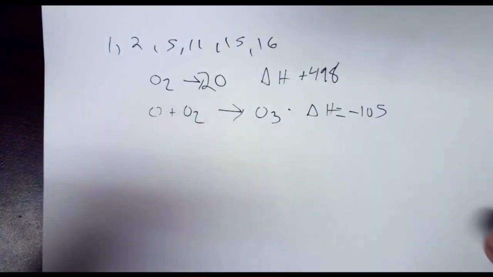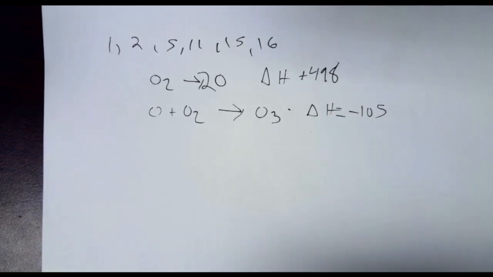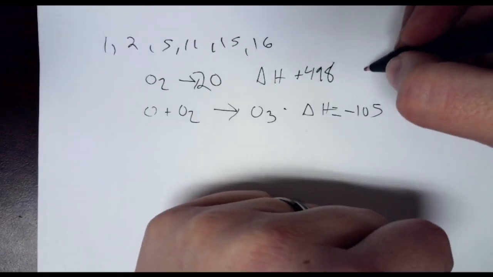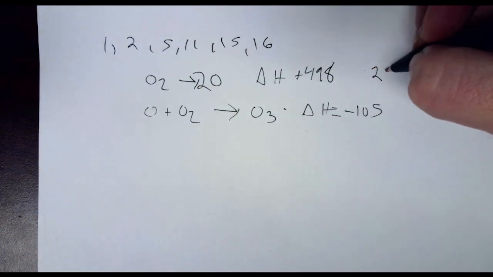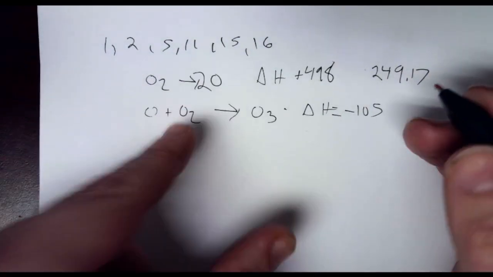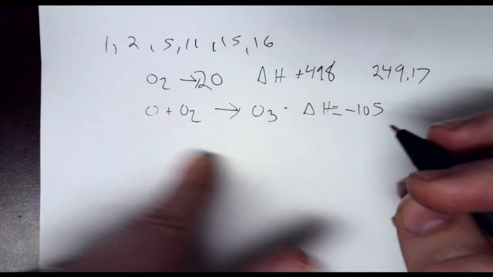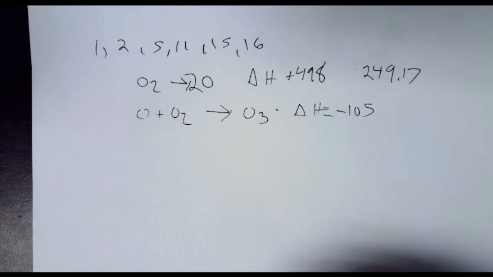Now, hypothetically, half of 498 is 249.17. So for half of an oxygen, you might expect, oh, that should be 249, but it's 105. And so that's where we want to look at this and use this to think about our bond orders. The first step is to draw a proper Lewis structure for this.